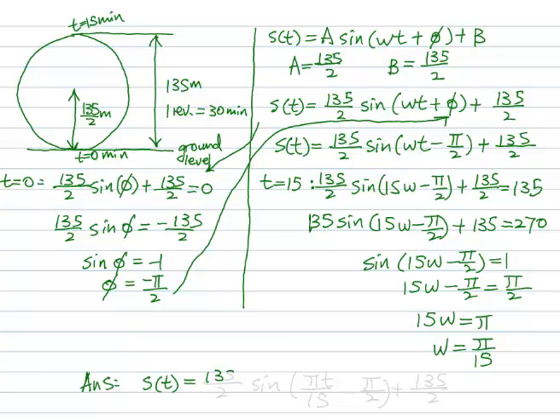Then we substitute it back in to get our answer. S of t equals 135 over 2 sine of pi times t over 15 minus pi halves plus 135 over 2.